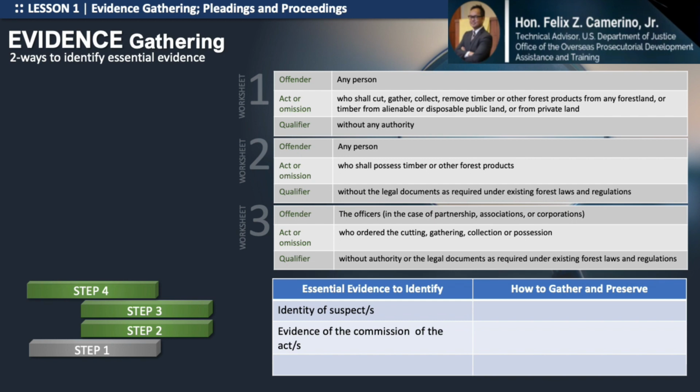And then the last thing is based on the third element, which is the qualifier. Naturally, an essential evidence would be, since all of these three circumstances tell us that the acts would be unlawful if they are not authorized, those acts are not authorized by way of a permit or a license. So naturally, the essential evidence that we are identifying there is whether there is a valid permit or authority, or there is none. Okay, because again, that's the determinant as to whether the act that was committed is unlawful or not.